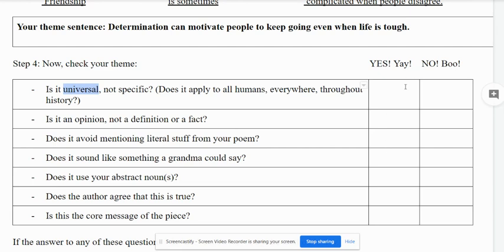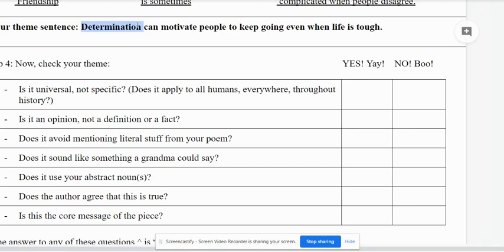So yes, yes, yes. Does it sound like something a grandma could say? Yeah, a grandma could say that. A grandma could say, you know, honey, in life I have learned determination can motivate people. Does it use my abstract noun? It sure does.